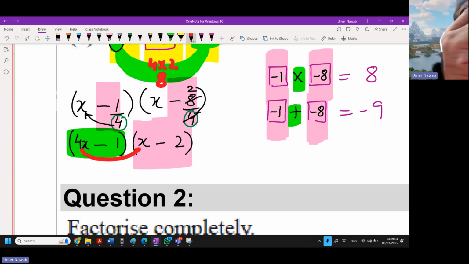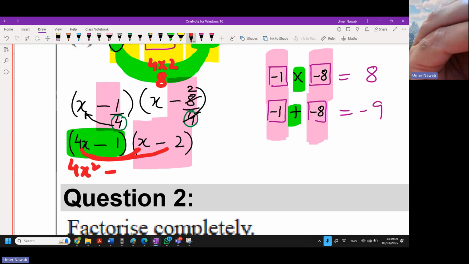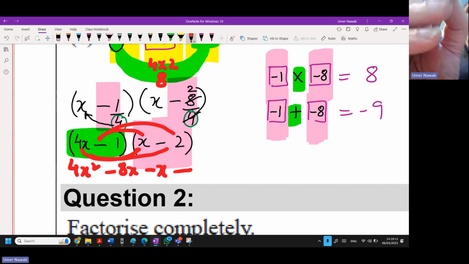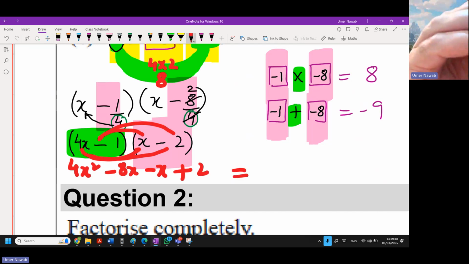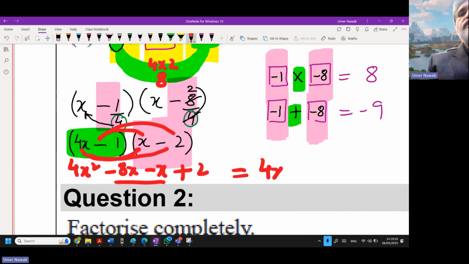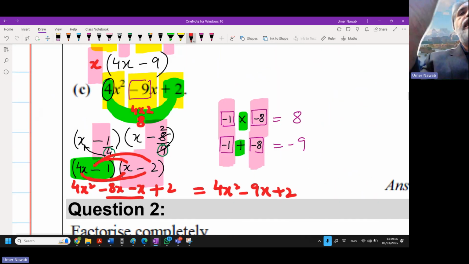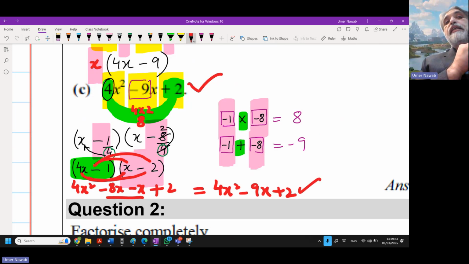Okay, 4x times x gives you 4x squared. 4x times -2 gives you -8x. -1 times x is -x, and -1 times -2 is +2. Now, can I simplify the middle two terms? So 4x squared minus 8x minus x, which is -9x, and +2. Oh wow, Mr. Omar, this is the same expression which we see in the original question. So it is the same. My answer is correct. It's not wrong.